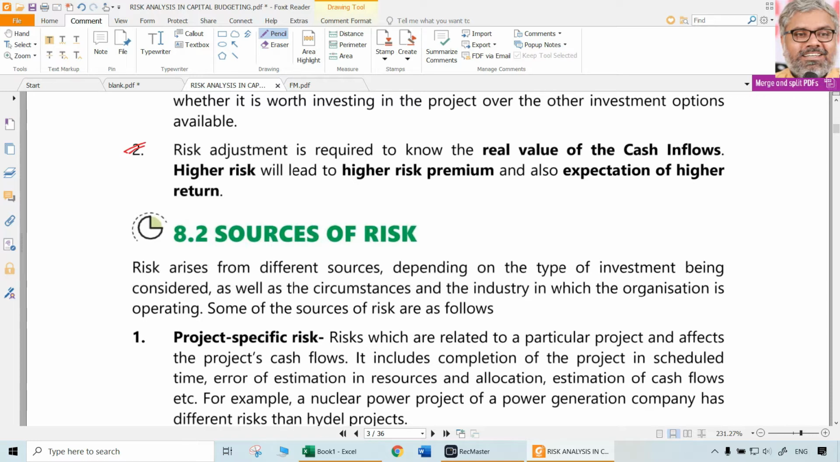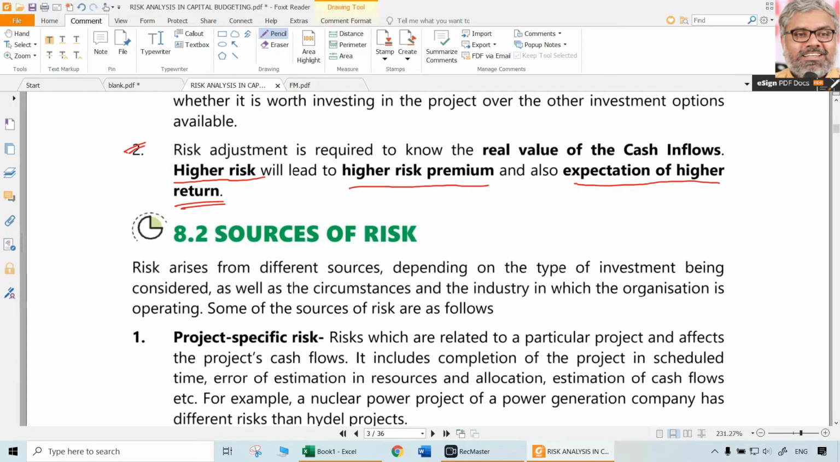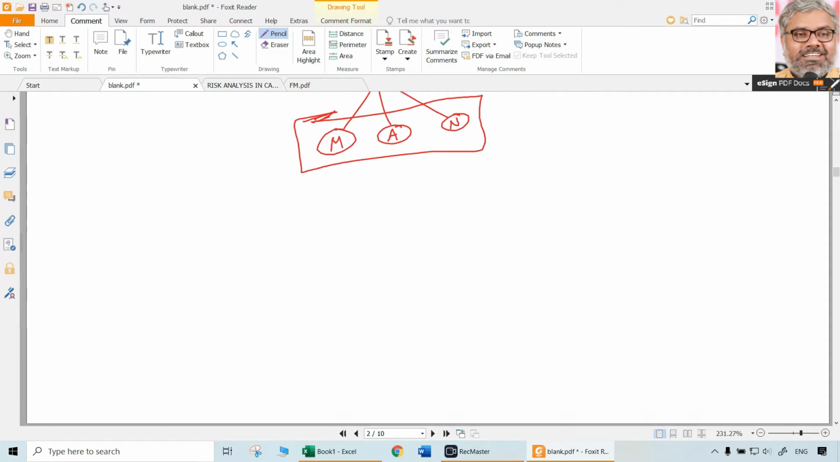And one more thing is, risk will bring what is the real value of the cash flows. Higher the risk premium, naturally the expectation of higher return will be there. So this is one point to be remembered when we discussed and understood about the time value of money also.